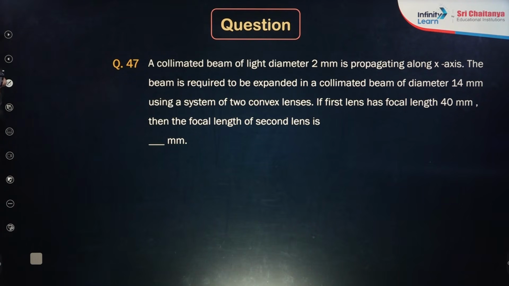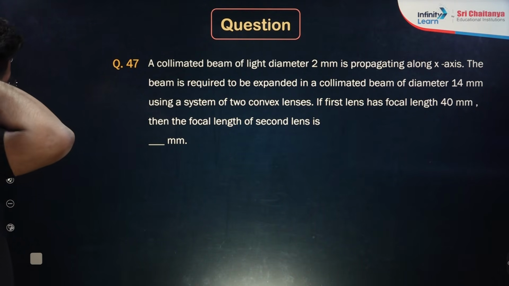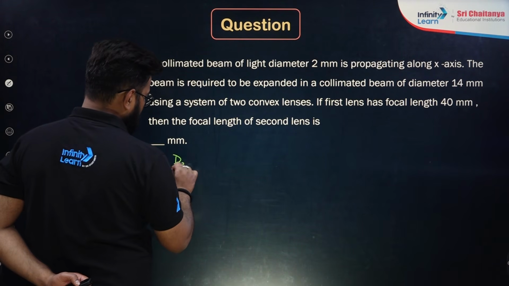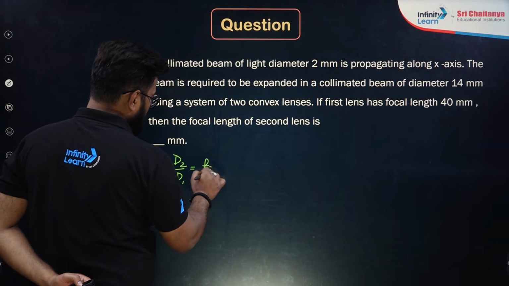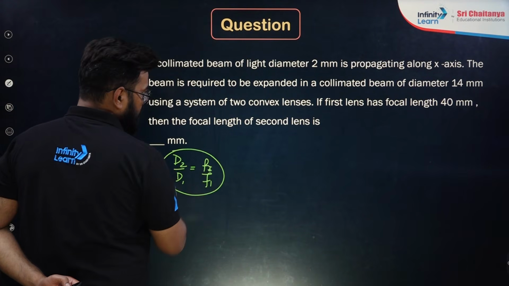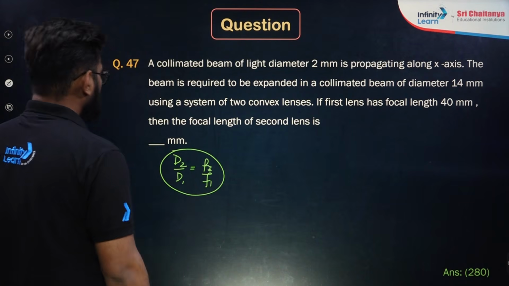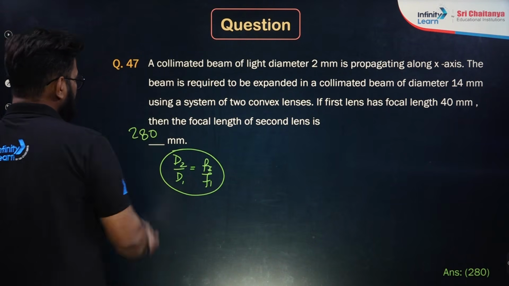A collimated beam of diameter 2 mm is propagating along the x-axis. The beam is required to be expanded into a collimated beam of diameter 14 mm using a system of two convex lenses. If the first lens has focal length 40, then the focal length of the second lens will be equal to? The ratio of the diameters D2 to D1 will be the ratio of the focal lengths F2 to F1. Based on this, you will get your answer, right? 280 mm is going to be the focal length of the second lens.